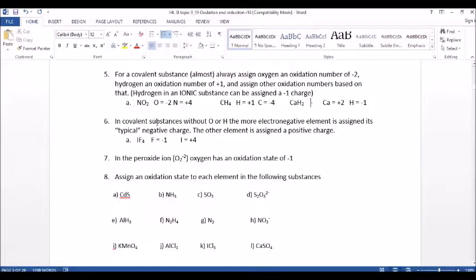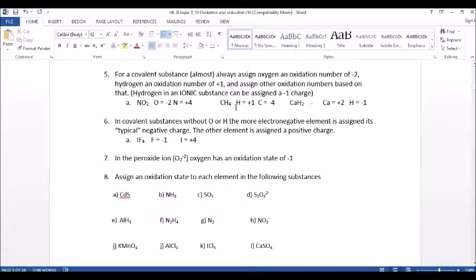So take NO2, for instance. Here are the rules. When you're dealing with a covalently bonded substance, first, if there's oxygen and/or hydrogen present, give oxygen an oxidation state of -2, and give hydrogen an oxidation state of +1, and assign everything else based upon that. So for instance, in NO2, I'm going to give oxygen -2. Keep in mind, there are 2 oxygens there, so that's a total of -4. So I'm going to give the nitrogen +4 for its oxidation state.